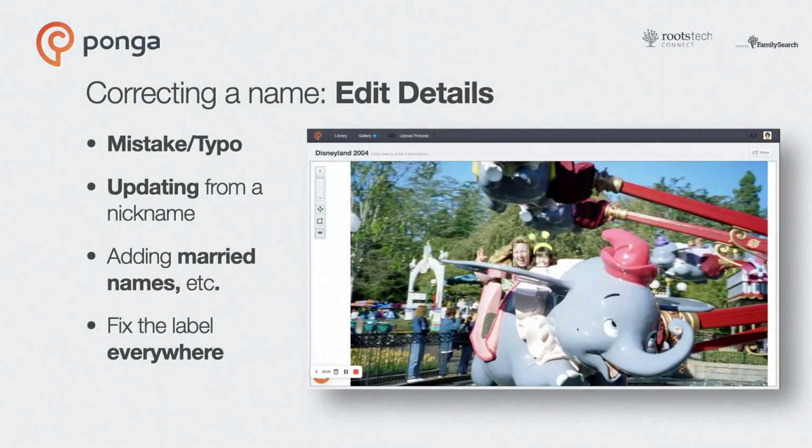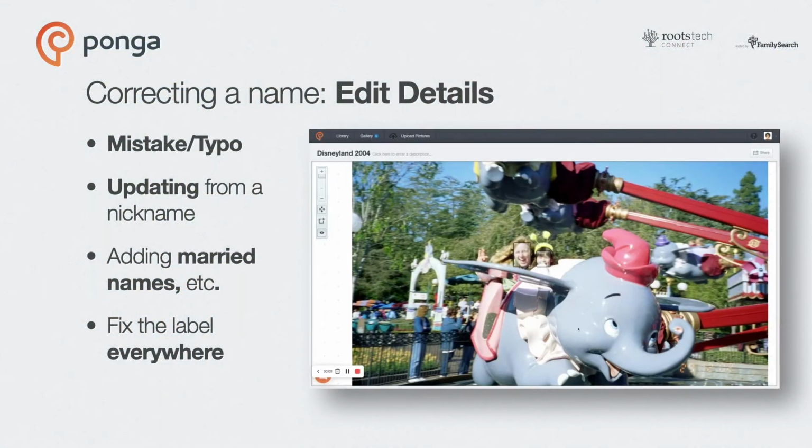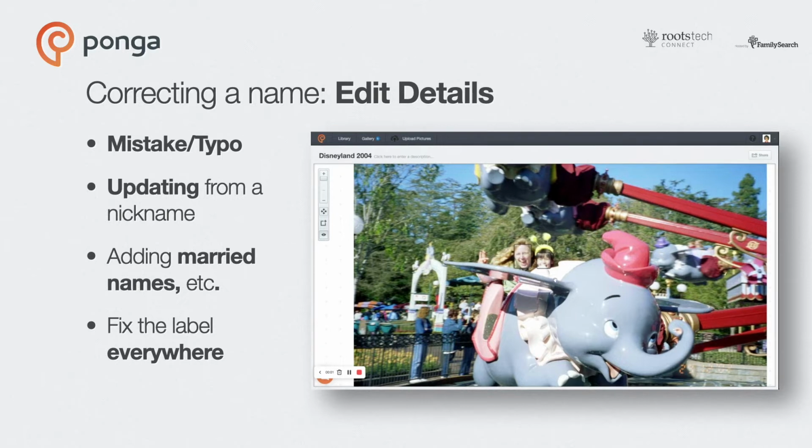This is the spelling mistake you might make in the gallery. When you fix it, you want to fix it everywhere. This little girl, Nicole, had the childhood name Nikki, which incidentally everyone seemed to spell incorrectly. So let's use this technique to correct typos, update nicknames, and add married names and so on. And the best part is it fixes the label everywhere. Since I'm going to be sharing the picture with her cousins who don't know her by that name, I decided I'll update it first with her first and last name.